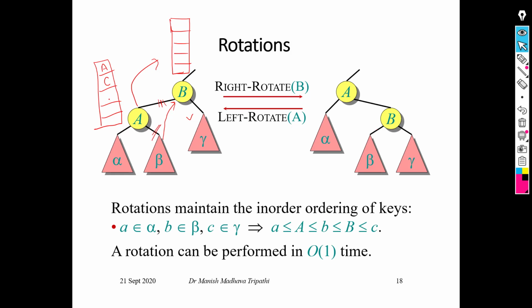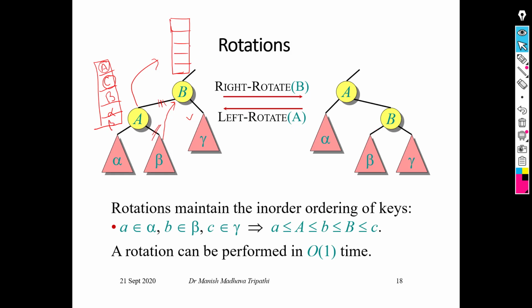Who is the parent of A? B is the parent of A here. Who is the left child? Alpha is the left child, and beta is the right child. These are the generalized things, and therefore I am making them in circles. And these are the real values, and therefore I am not circling them, and this will make you comfortable to understand the whole situation.